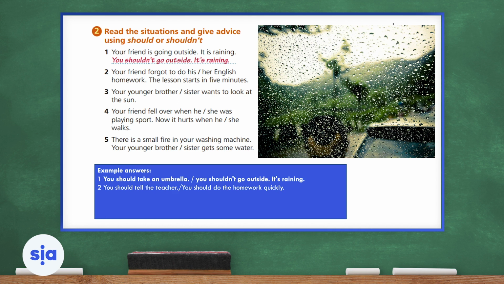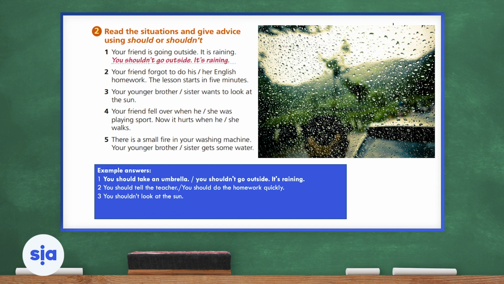Your younger brother or sister wants to look at the sun. If you look at the sun, what happens to your eyes? So is it a good idea? If it's not a good idea, should we advise them not to do it? We can say, you shouldn't look at the sun. Let's move on to number 4.